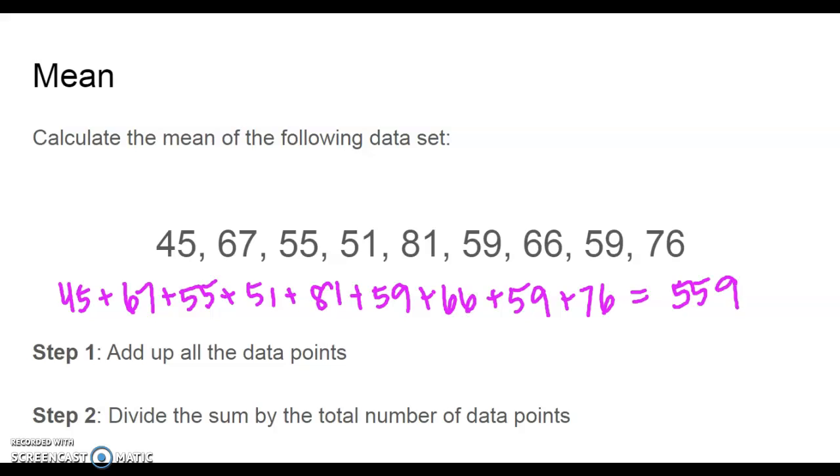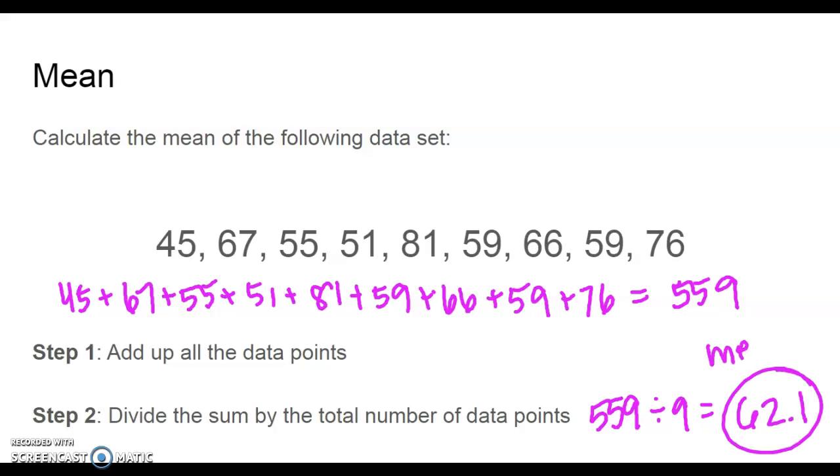So my first step is to add up all my data points. I have my sum. Now my second step is to divide that sum by the total number of data points. So I'm going to divide 559 by 9, because I had 9 data points. And when I do that, I find that my mean of this data set rounds to 62.1. So the mean of this data set is 62.1.